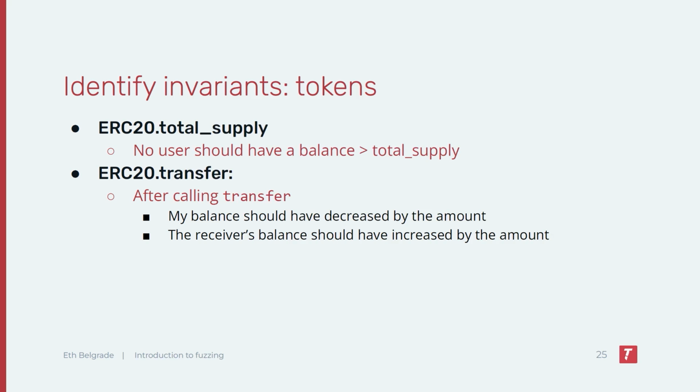Now, if we think about a bit more complex system, we have the ERC20 total supply example that I used at the beginning. The balance of a user should not be greater than the total supply, pretty straightforward. If we go a bit deeper and think about the transfer function and its behavior: if I'm sending 10 tokens to someone else, my balance should decrease by the amount, and the receiver's should increase by the amount, right? I'm sending 10 tokens, I have 10 tokens less, he has 10 tokens more.